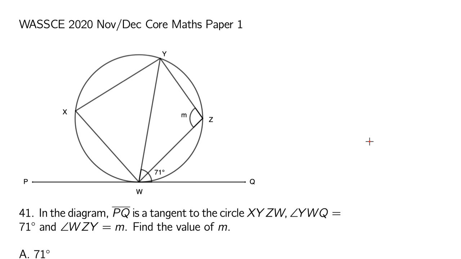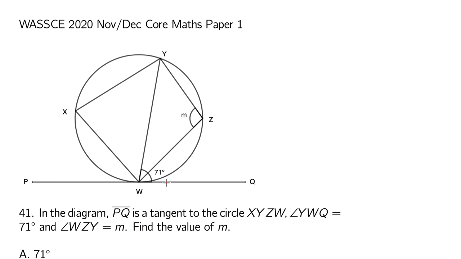We begin with question 41, which says, in the diagram, PQ is a tangent to the circle XYZW. So this line here is a tangent to the circle, and then YWQ is 71 degrees, that's indicated. And then WZY equals M, that's also indicated. And we're supposed to find the value of M.